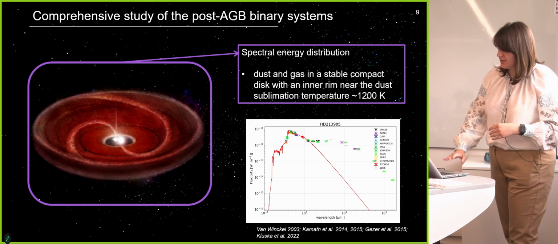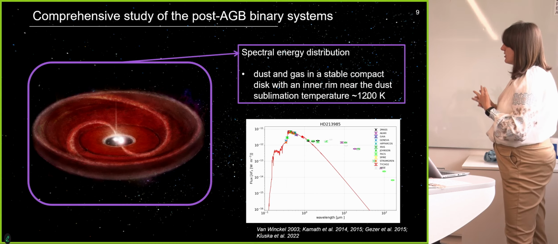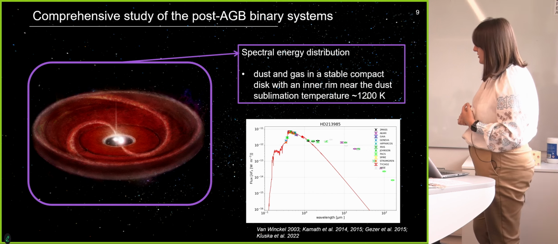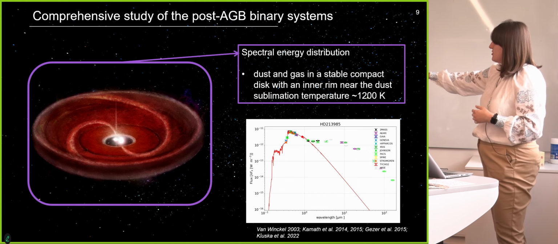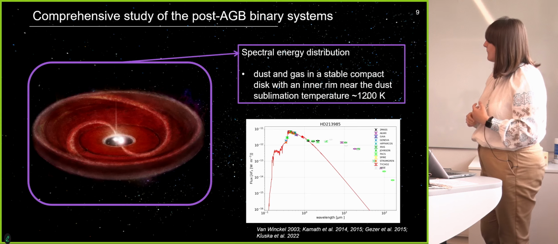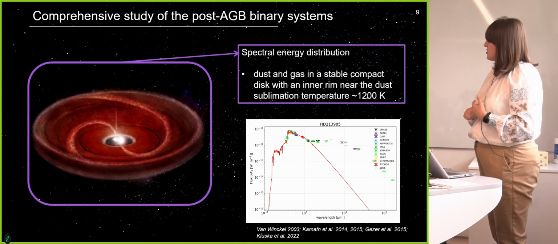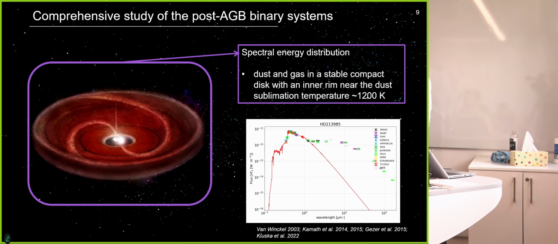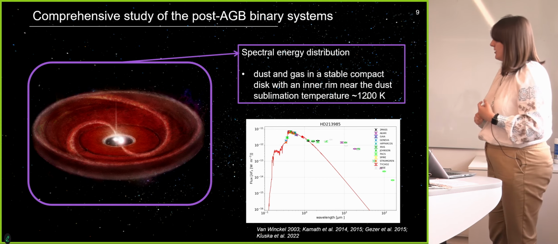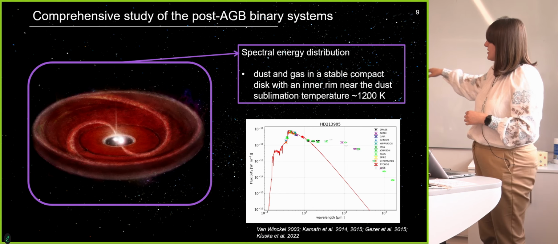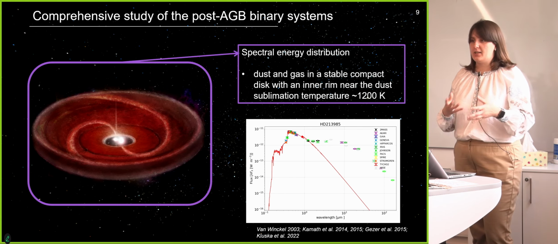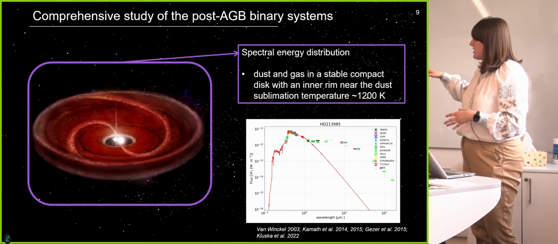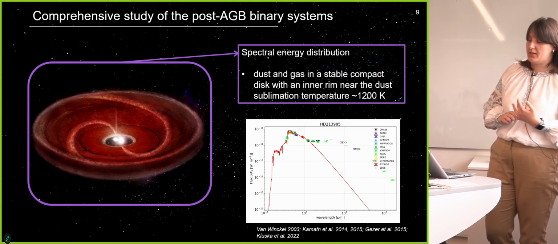Post-AGB stars and post-AGB binary stars were detected quite serendipitously through the presence of the near-infrared excess in the spectral energy distribution. Here on the right you see one example of the SED of a binary post-AGB star, and as you can see, on the x-axis we have the wavelengths, and on the y-axis we have the respective flux. And as you see, towards the longer wavelengths, the SED of the target starts to differ quite significantly from the modeled SED of a single star.